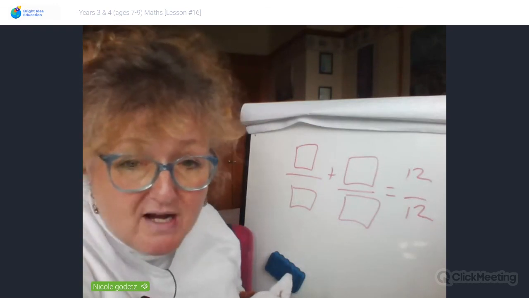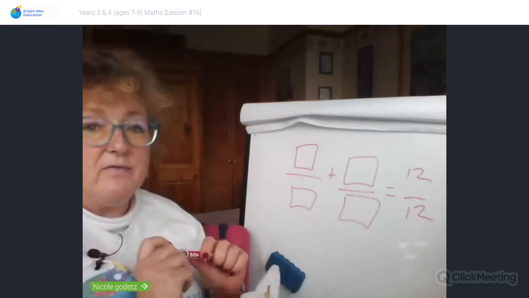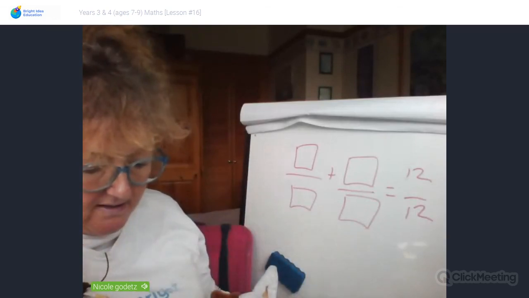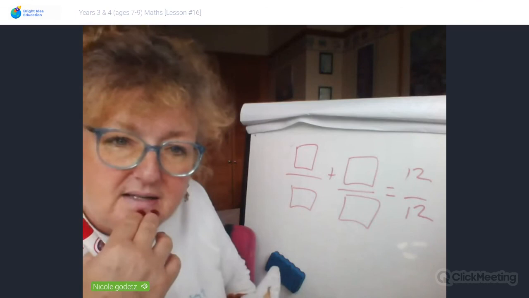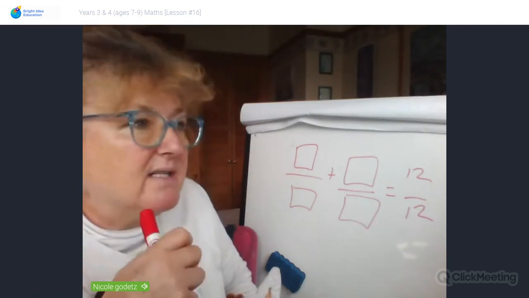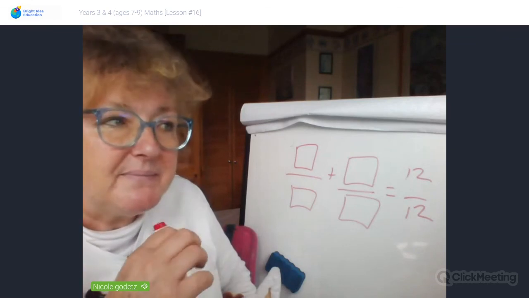Okay, so what could the answers be if they both eat an odd number of chocolates? So what could Mo eat and what could Teddy eat? What could the answer be? They both eat an odd number. What could the answer be?